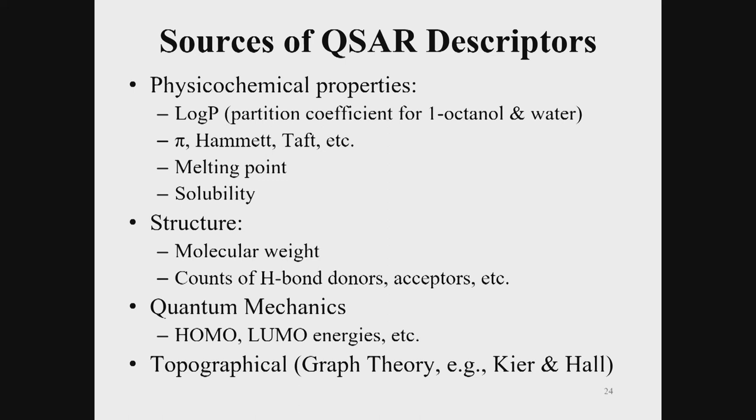One is the molecular weight. A larger molecule will behave differently than a smaller molecule. But also you could count the number of hydrogen bond donors, the number of hydrogen bond acceptors, and so forth, and use that as a descriptor. People looked into using quantum mechanical terms, like the highest occupied molecular orbital energy and related. And then another whole branch came out of this called topological or graph theory descriptors. For example, the Kier-Hall set was used.